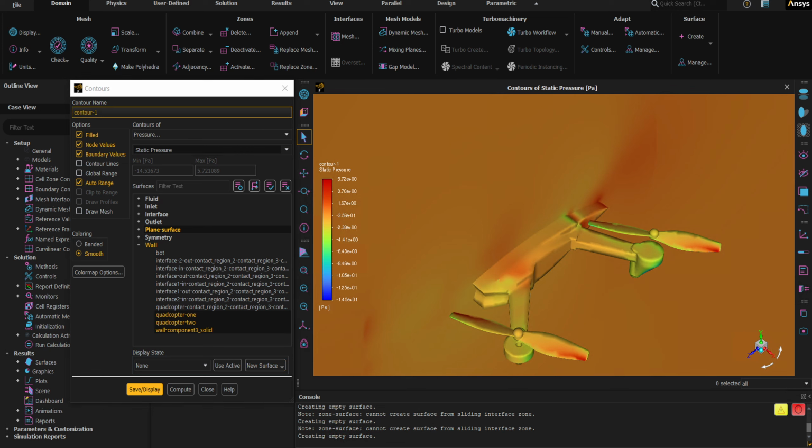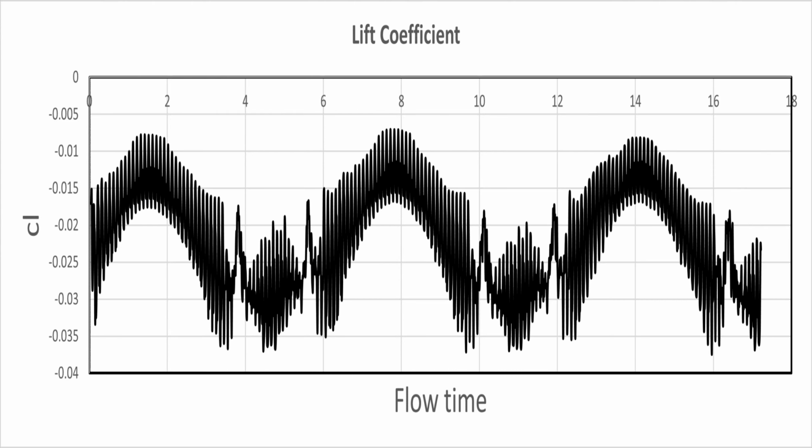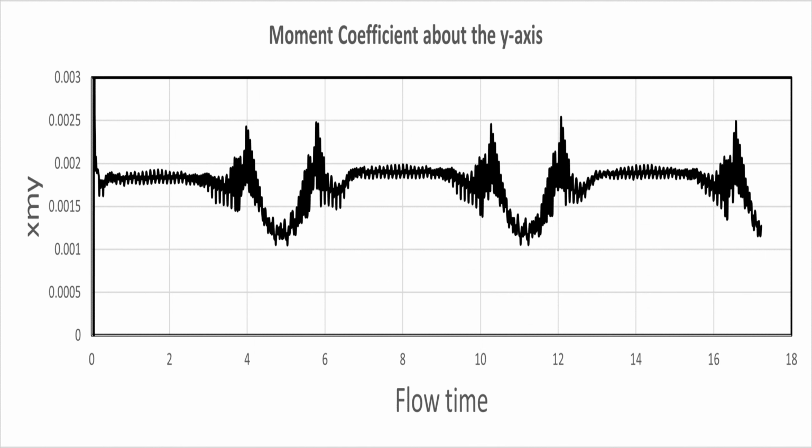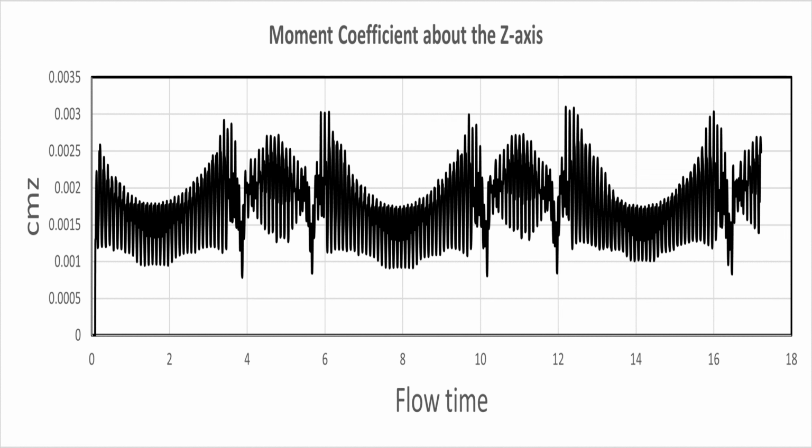In addition, we obtain a plot of aerodynamic coefficients over time utilizing the report definitions. Here is a plot of lift coefficient variations over time. Here is a plot of moment coefficient variations about the x-axis over time. Here is a plot of moment coefficient variations about the y-axis over time. Here is a plot of moment coefficient variations about the z-axis over time.